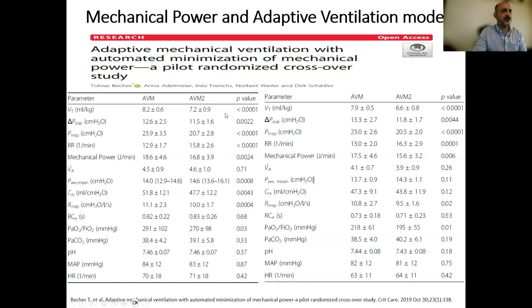And again, you can see quickly here, the tidal volume targeted by AVM2 was less. The inspiratory pressure and the driving pressure were less. The respiratory rate was less. The total mechanical power was less. And then in the blood gas, the PaO2/FiO2 ratio was a little significant, but PaCO2, pH, mean arterial pressure, and heart rate were not different. Again, here you can see those are the patient criteria, like tidal volume and the mechanical power. So basically AVM2 showed it reduced the mechanical power compared to AVM1.